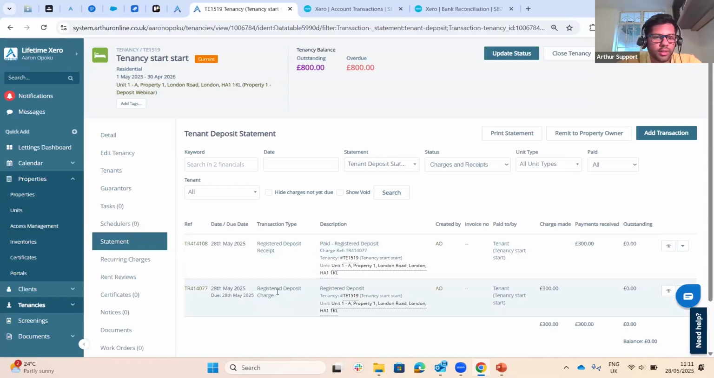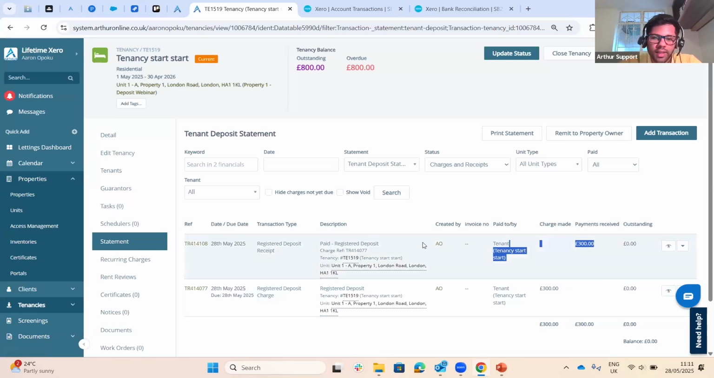If you are using the Xero integration, this receipt would be processed from Xero. So you would have your deposit charge sync across to Xero as an invoice. And then you would reconcile that £300 deposit invoice against the payment you received in your bank account in Xero. And then the sync would create a £300 receipt on your deposit statement.